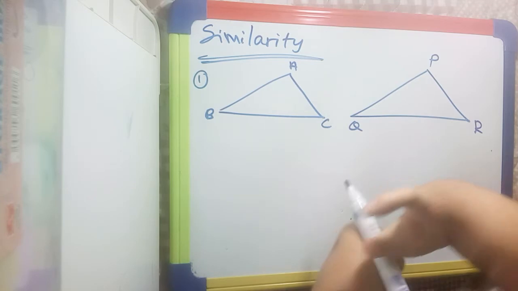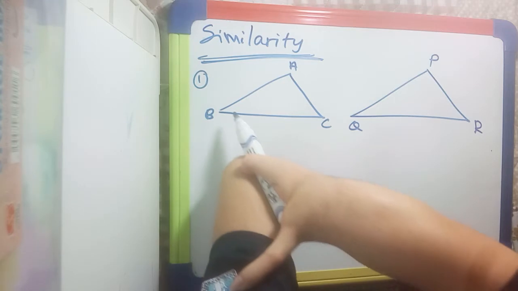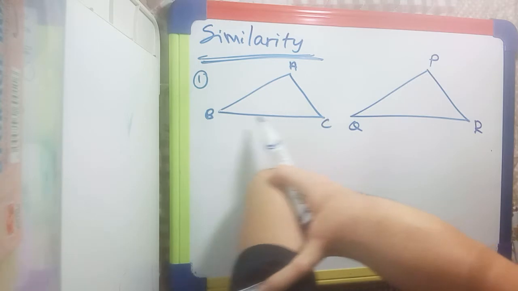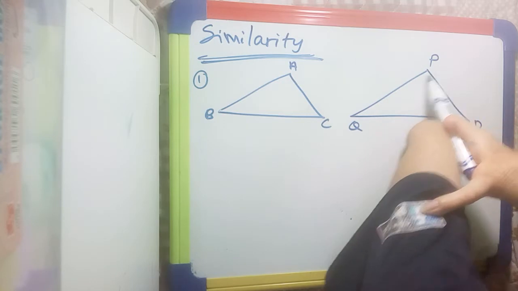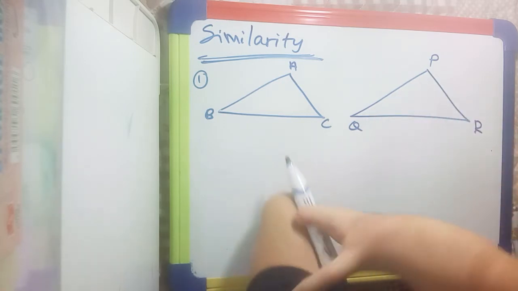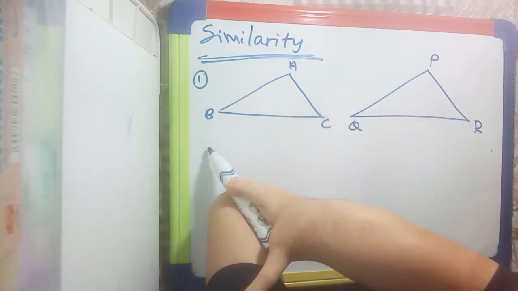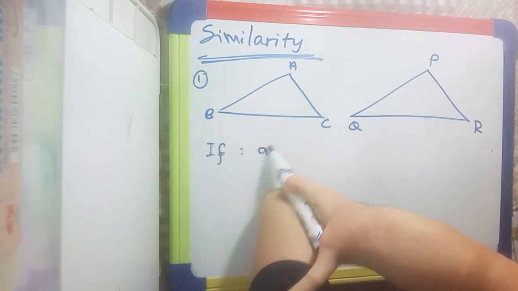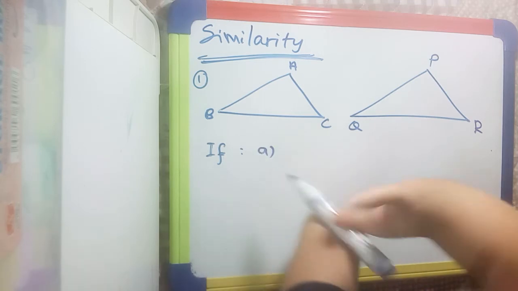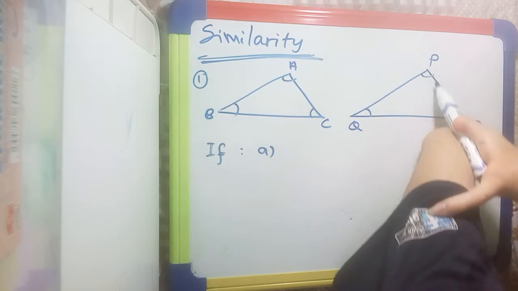Okay, what does it mean by similarity? First of all, you need to know when given two non-right angle triangles, this is ABC, this is PQR. We can say that both triangles are similar if, remember, number one, the angles for both of them are equal.